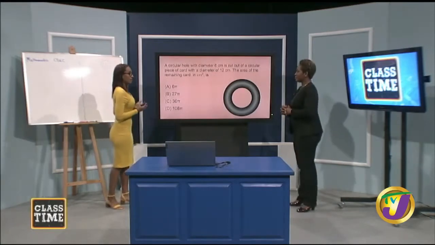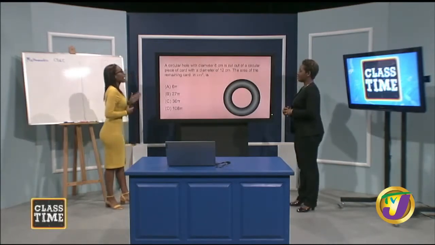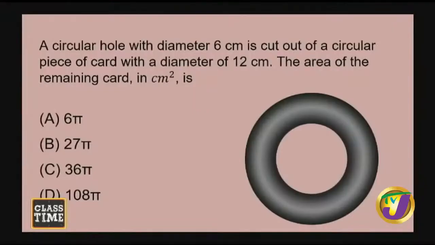Now we're at another measurement question. So here goes. A circular hole with diameter 6 centimeters is cut out of a circular piece of card with a diameter of 12 centimeters. The area of the remaining card in squared centimeters is, and we see our options here, but they may look a little bit uncomfortable to the eyes for some of us, but these are our options here.